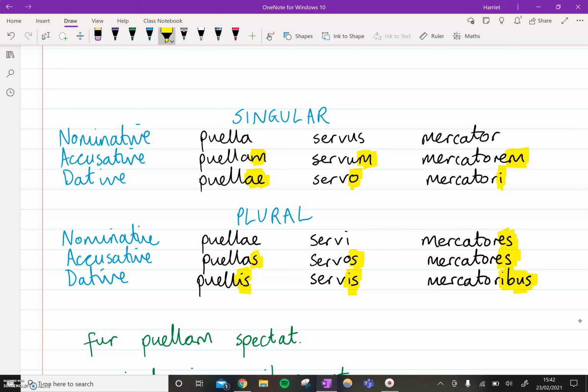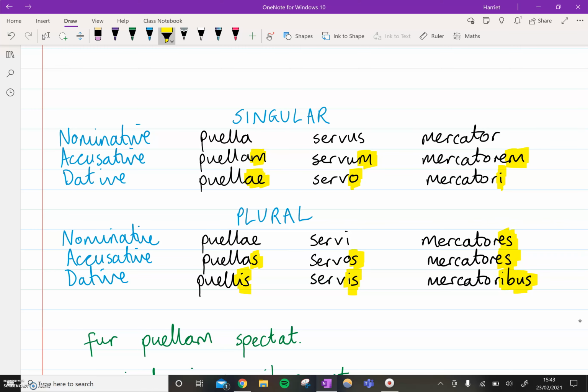What I find is the best way to learn those is to get chanting. So as long as you remember that it goes nominative, accusative, dative, singular, and then nominative, accusative, dative, plural, you should be spending time either in your head or out loud, even better, chanting puella, puellam, puellae, puellae, puellas, puellis, servus, servum, servo, servi, servos, servis, mercator, mercatorem, mercatori, mercatores, mercatores, mercatoribus. Or if that's too wordy for you, just chant the endings. Okay, but you need to know what those endings are and also what they mean.